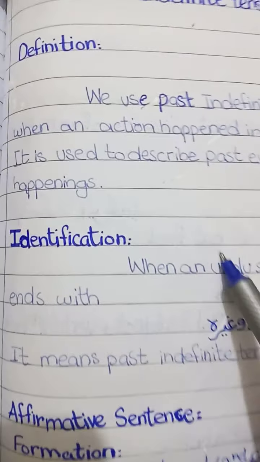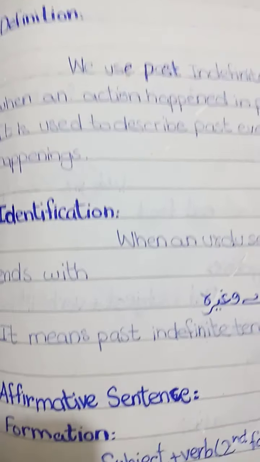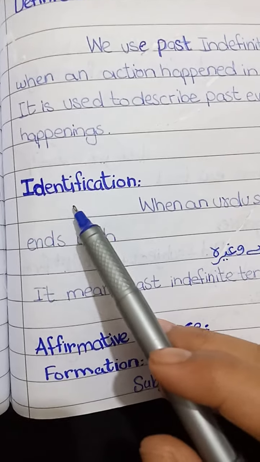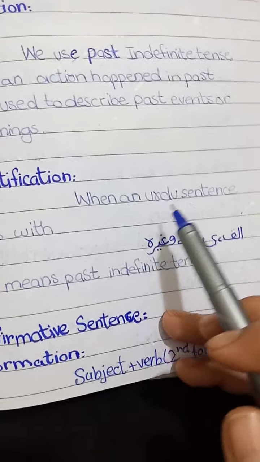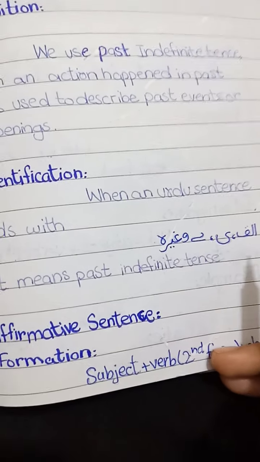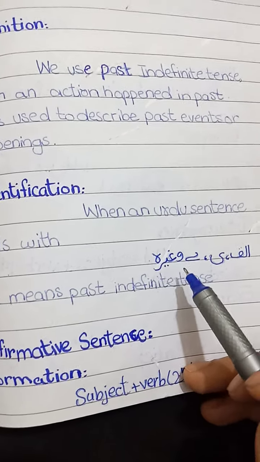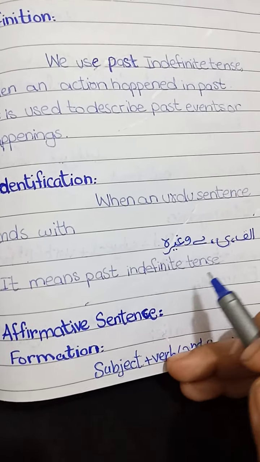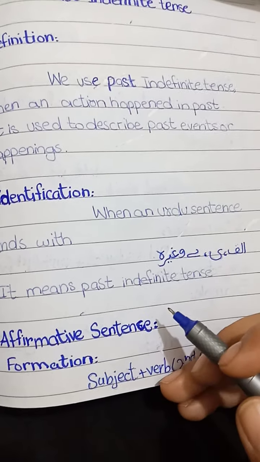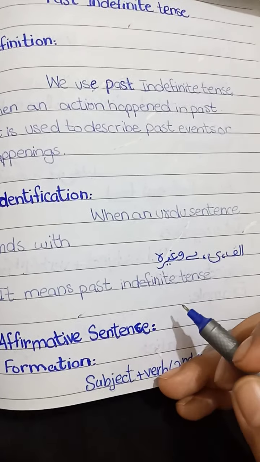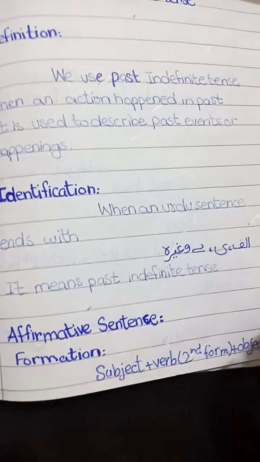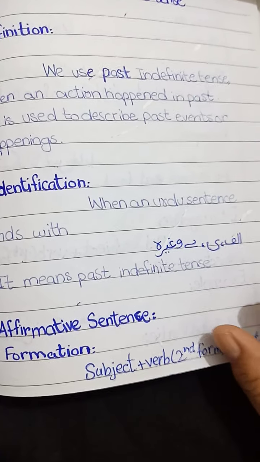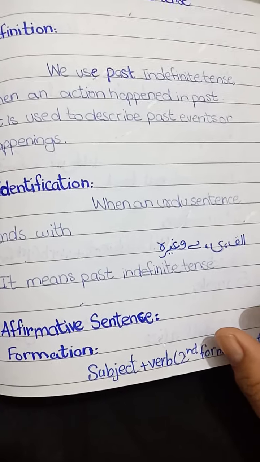So, first of all, we have to identify the sentences in Urdu, that is, how we will identify. So, first of all, we will learn about the identification. When an Urdu sentence ends with alif, chotiye or bhadiye, etc., it means this sentence is past indefinite tense. If we identify the tenses in Urdu, then we can easily translate them into English. So there are some rules and regulations to translate those sentences into English.